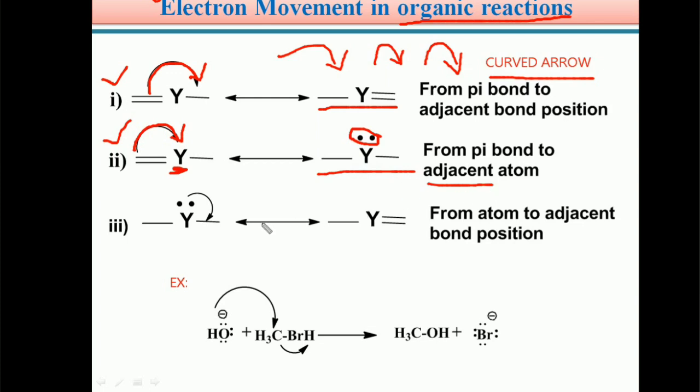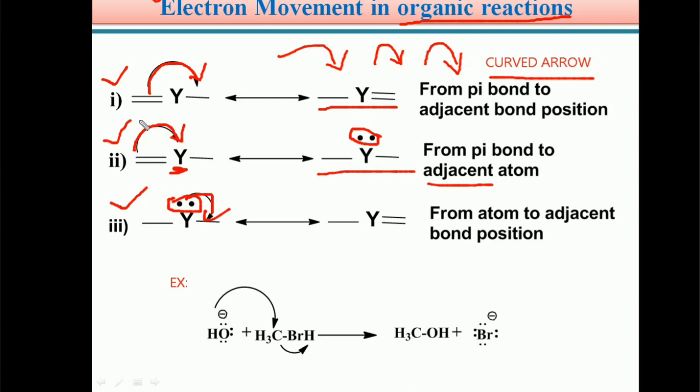Next, another possibility for electron movement in organic reactions is from an atom to a pi bond. A pair of electrons moves from the atom to the adjacent bond position. So students, in organic reactions generally these three types of electron movement take place.